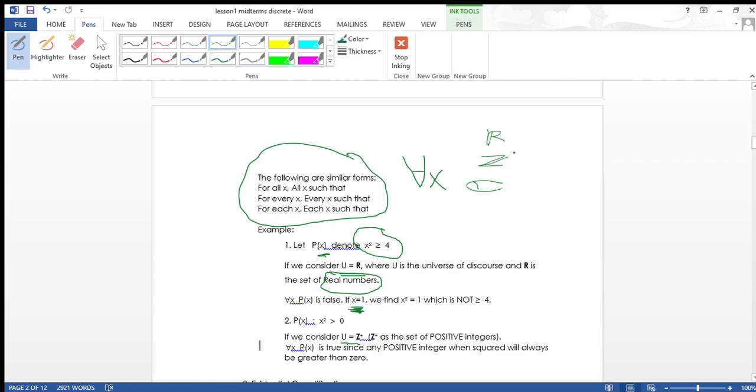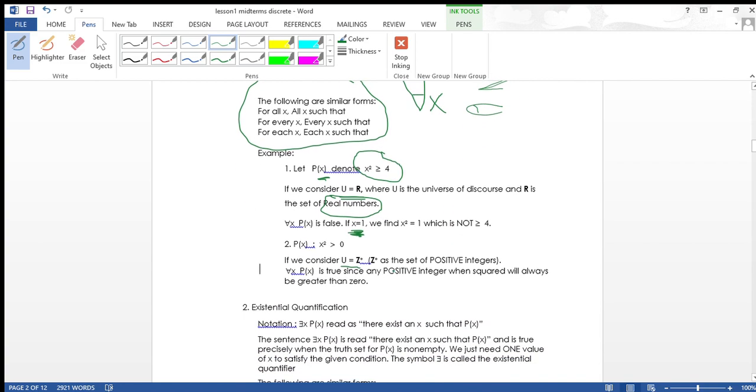If you have a positive sign above the notation, that means you are considering the set of positive real numbers. Like in this case, the universe of discourse is the set of positive real numbers, and our quantifier is the universal quantifier: for all x, P(x). Okay?